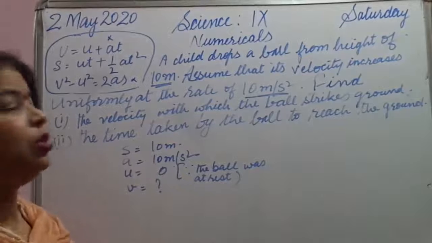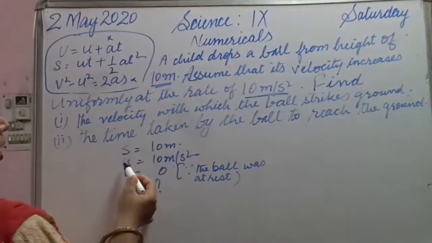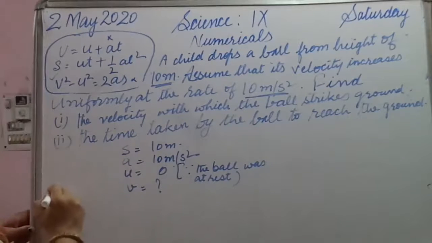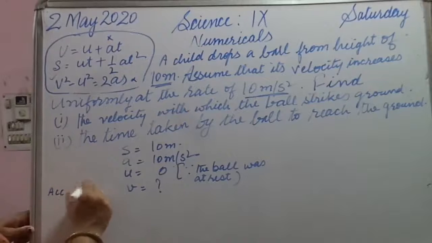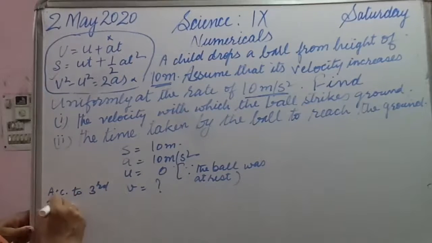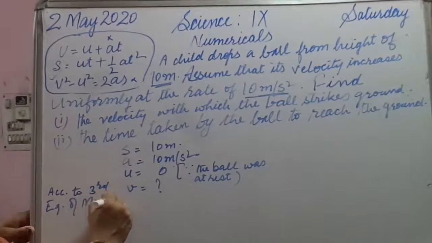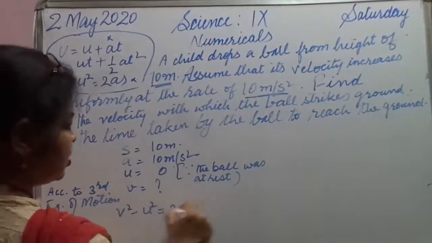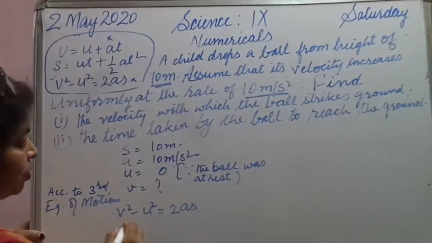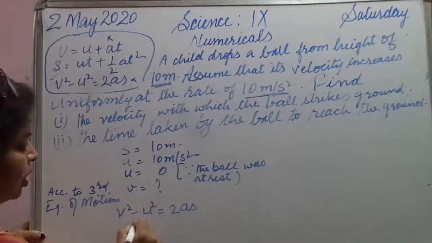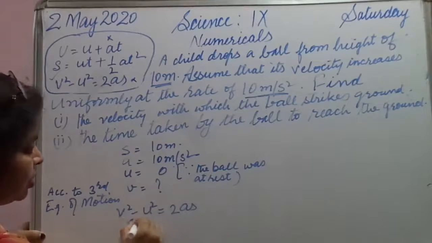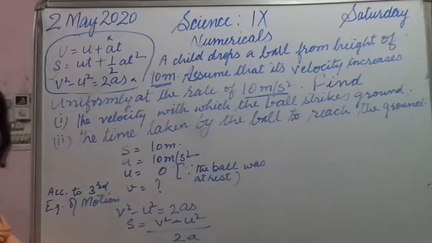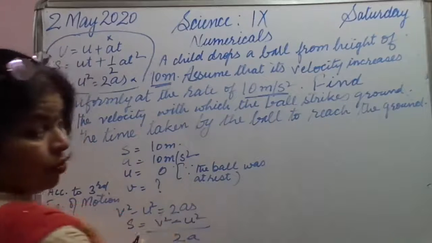So now which equation will we use? V is there, U is there, A and S. So our third equation. We will write here the third equation of motion. What does it say? V square minus U square is equal to 2AS. Now we have to find out V. So it means V square is equal to V square minus U square upon 2. So put the values.